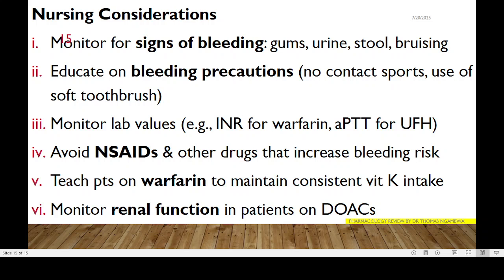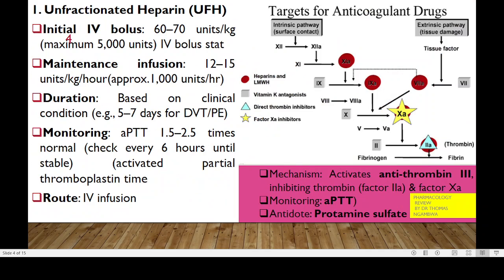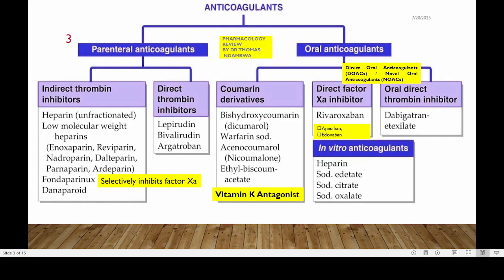So remember, we have talked of the different types of anticoagulants, and we say that we have the parenteral anticoagulants and the oral anticoagulants. So the parenteral anticoagulants, we have talked of the major one, which is the unfractionated heparin, and that is for these unstable patients. But for the stable patients, we normally give them the low molecular weight heparin, like enoxaparin. So as we do that, we transition them to the oral anticoagulants.